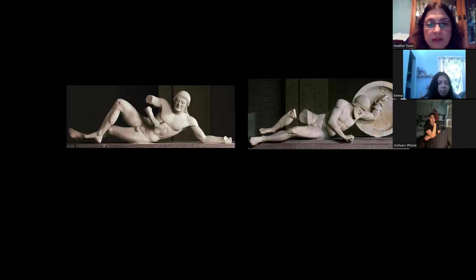Great. Emma, could you add to what Josh said or any other observation you might be able to make? Yeah. On the right, the warrior looks like he is more focused on himself and his wounds than the warrior on the left, who is more focused on the person who's looking at it. And why is that? Why do you think that is?